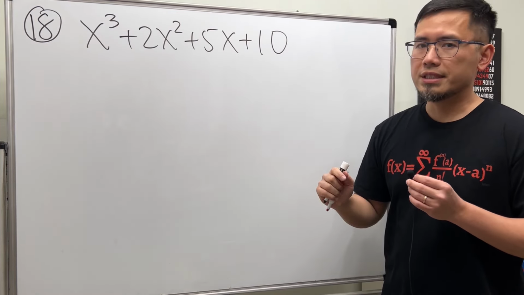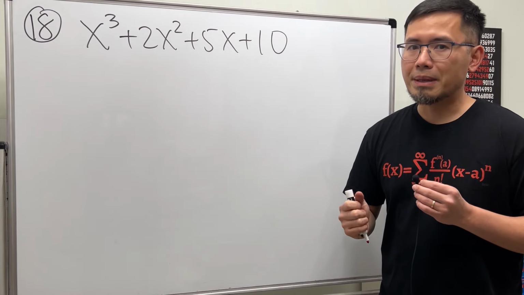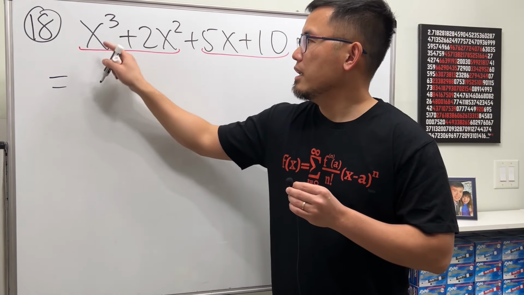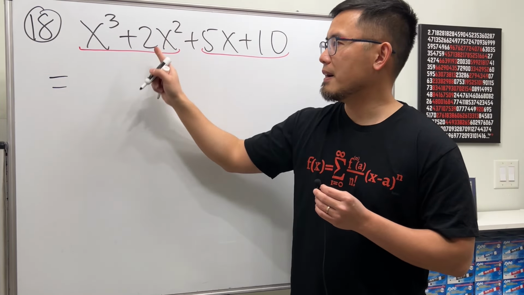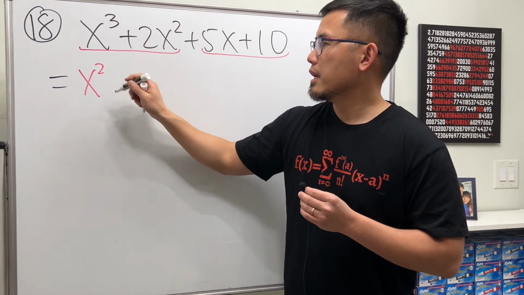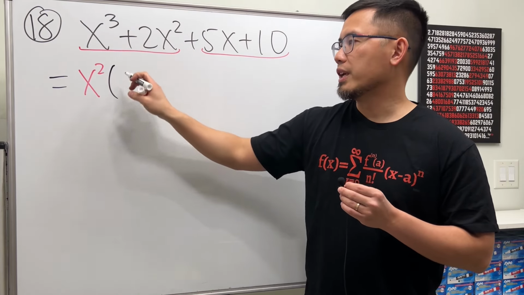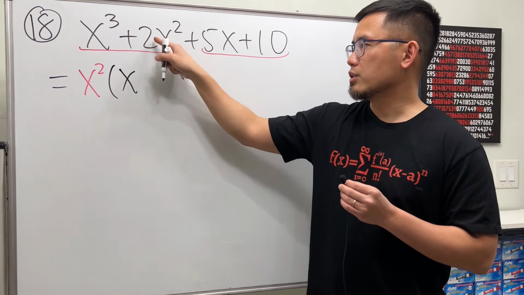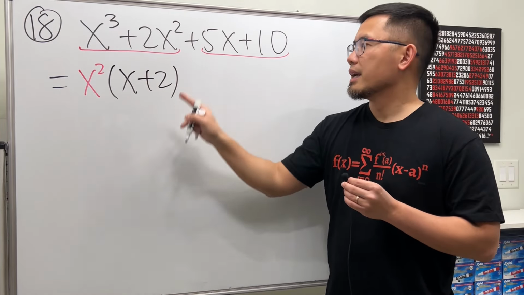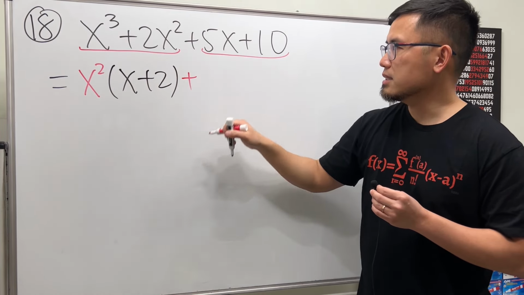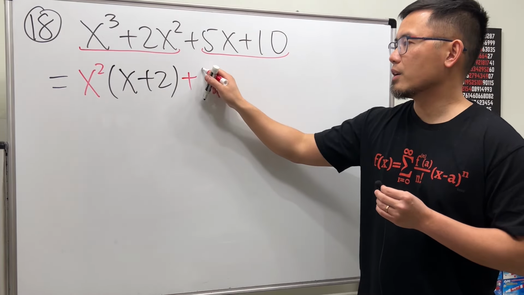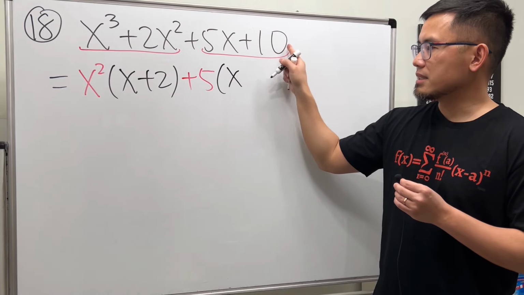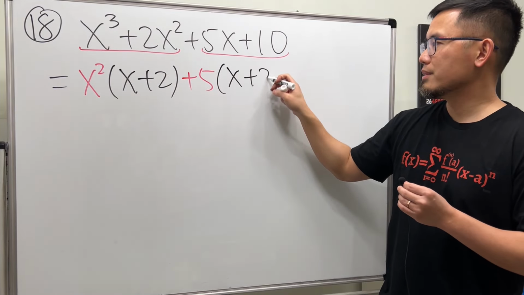Now for number 18, we see that we have 4 terms, so we'll do this by grouping. This and that, this and that. So here, x cubed plus 2x squared, we can factor out just the x squared. X cubed divided by x squared, we get x. And then plus 2x squared divided by x squared, just the plus 2. Here we have a plus, so make sure you just write down a plus. 5x and 10, we can factor out 5. 5x divided by 5 is x. Plus 10 divided by 5 is plus 2.